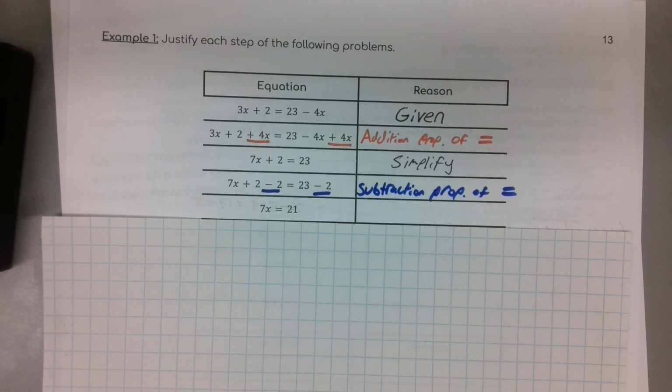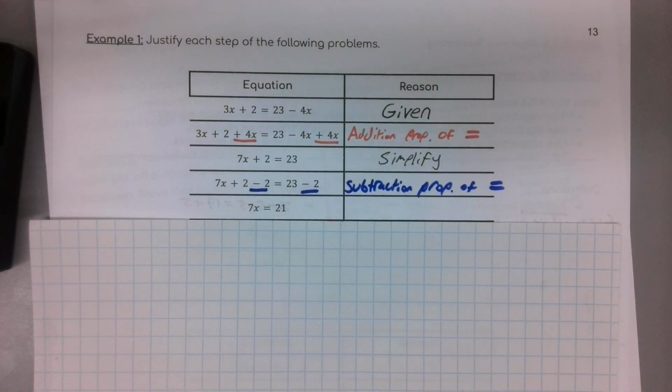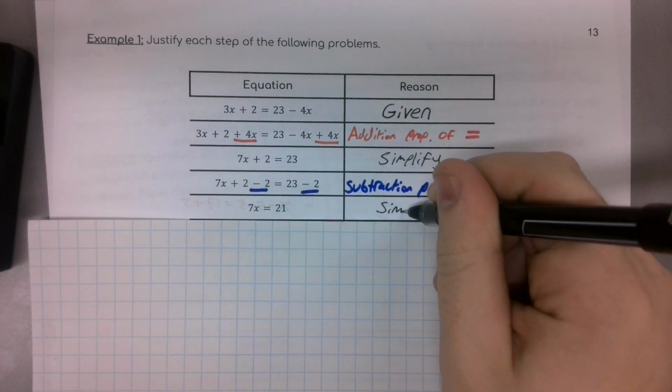Again, how did we transform this? Well, 2 minus 2 is 0 and cancels out. 23 minus 2 is 21. So once again, we just simplified.